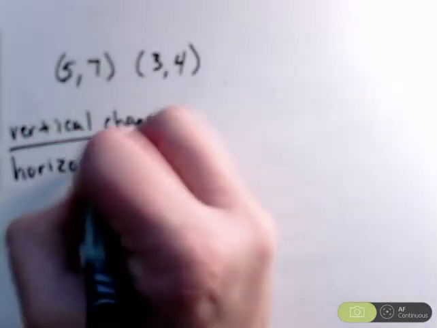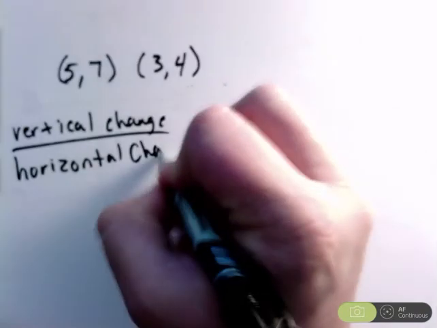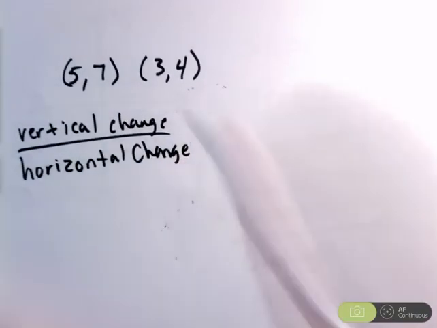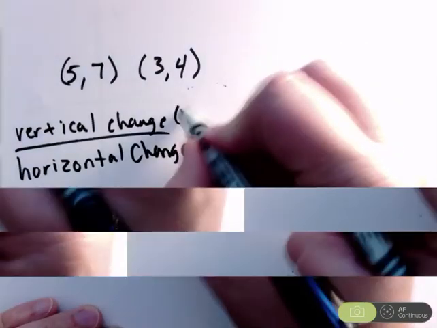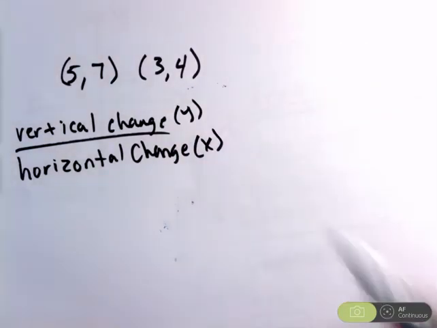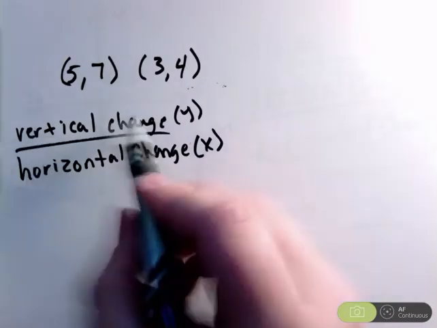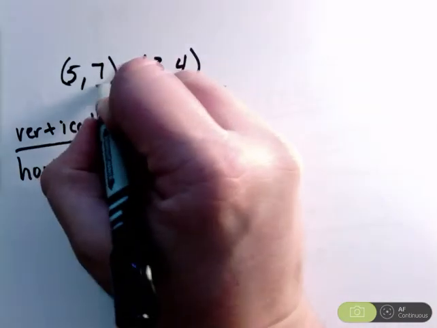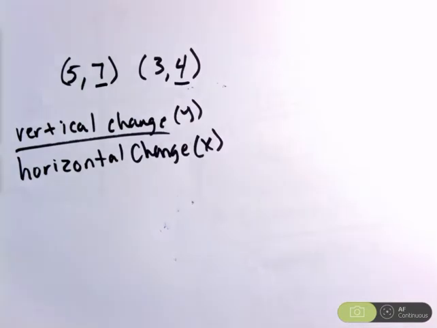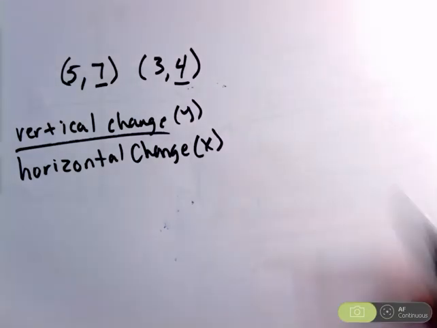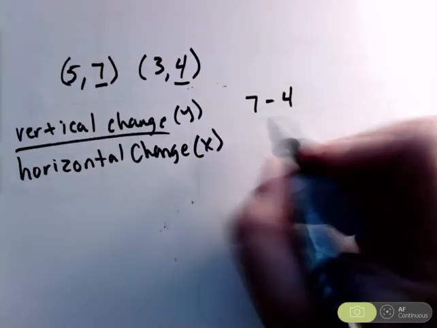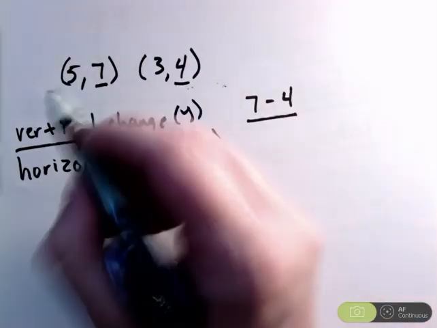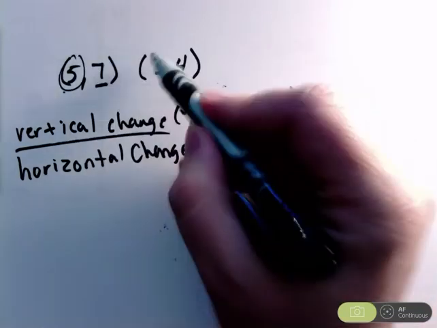Over the horizontal change. Okay, the vertical change is going to be the y-axis, right? These are the change in y, and these are the change in x. So look, if I do my vertical change, I'm talking about 7 and 4. Those are the 2 points on the y-axis. So I'm going to do 7 minus 4 for my vertical change. My horizontal change is going to be 5 and 3.